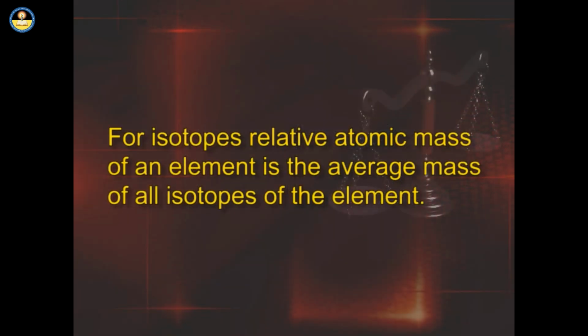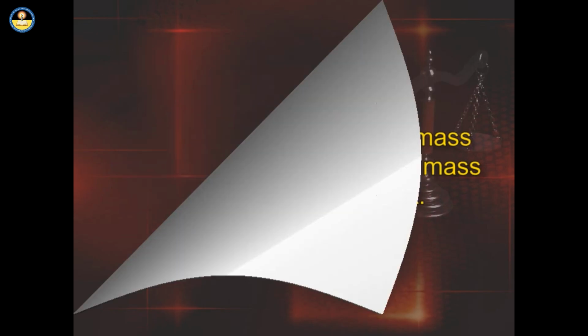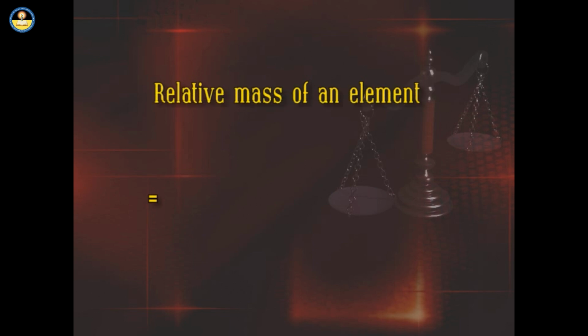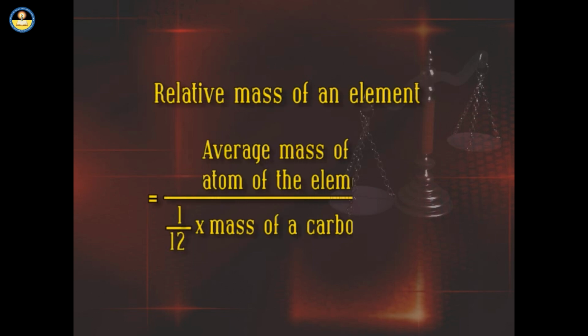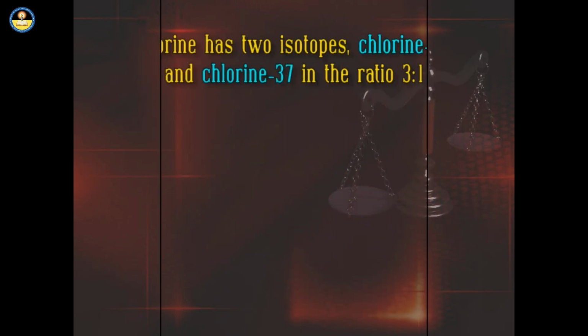We know that certain elements have isotopes. Therefore, relative atomic mass of an element is the average mass of all isotopes of the element. This can be represented mathematically as relative atomic mass of an element is equal to average mass of an atom of the element divided by 1/12 the mass of a carbon-12 atom. Let us take an example.